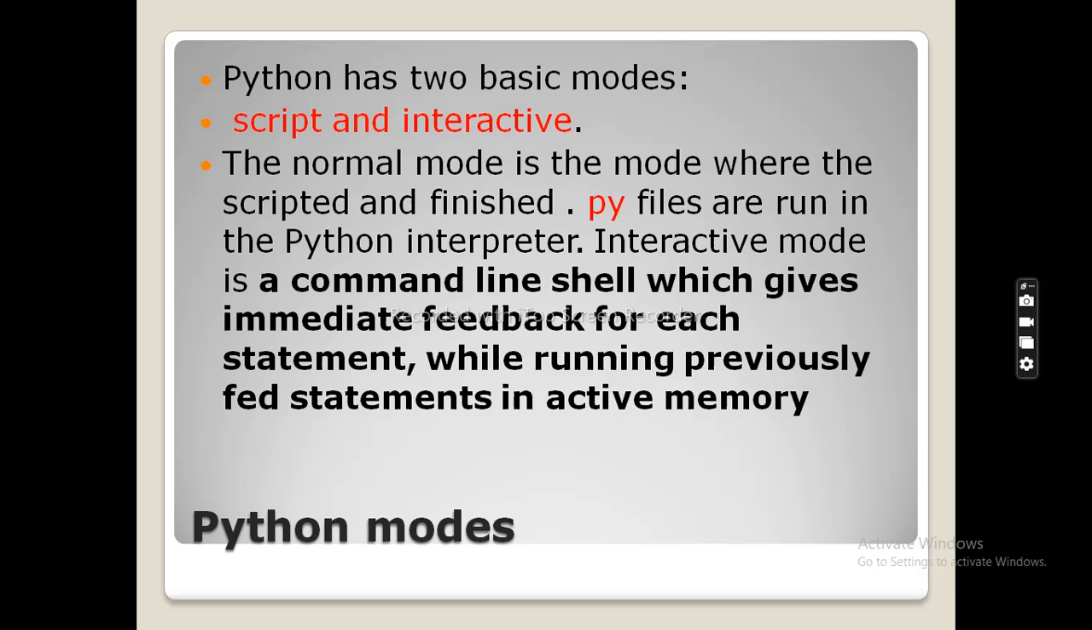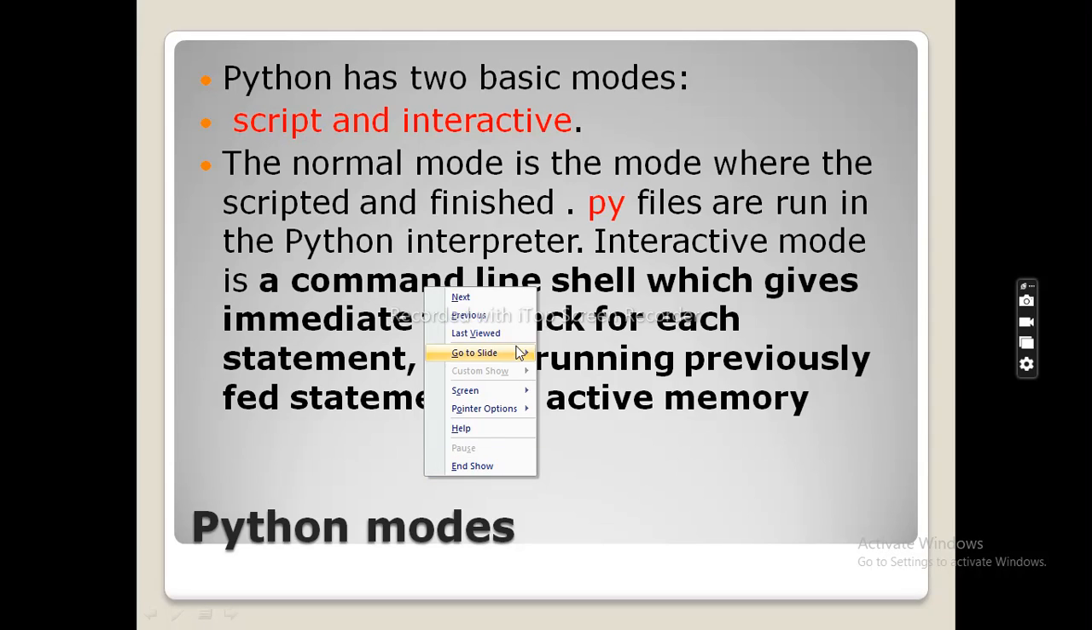Python has two basic modes. It is a programming language where we write the code. Python has lots of interpreters like IDLE, Integrated Development Learning Environment. It is basically of two types, script and interactive. The normal mode is the mode where scripts saved as .py files are run in the Python interpreter. The extension of Python is .py.